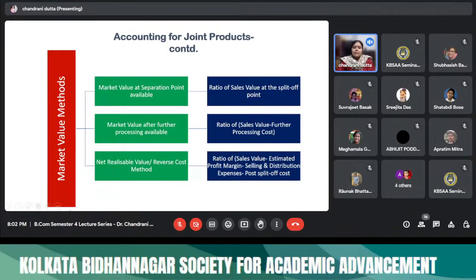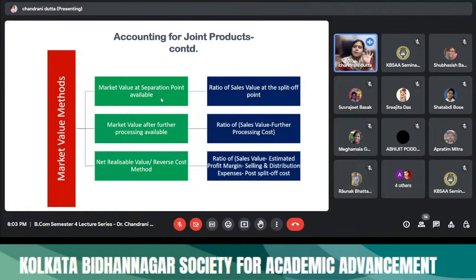That's why the methods together come under this particular class, market value methods. Now the question is, market value can be at many different stages. For example, when I was saying you reach the split-off point or separation point, at that point the product has a market.